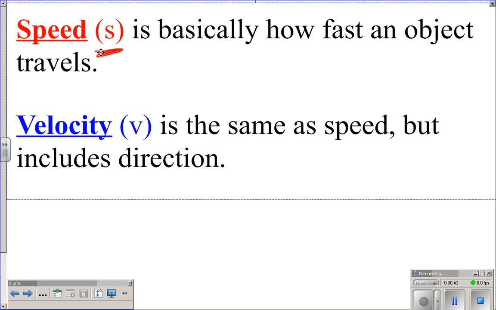Velocity, the symbol for velocity is a lowercase letter v. It's the same thing as speed. It also measures how fast an object is going, but it includes direction. So this is kind of similar to distance and displacement from the last video. Hopefully you remember that displacement includes direction. Distance did not. So this time, speed is how fast you're going. Velocity is how fast you're going, plus direction.